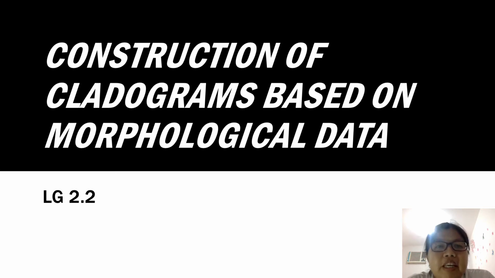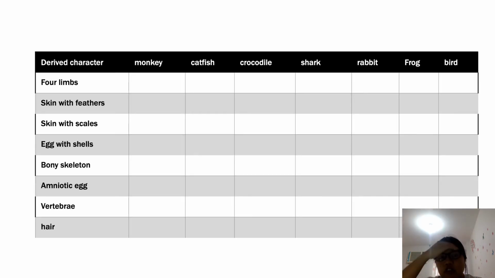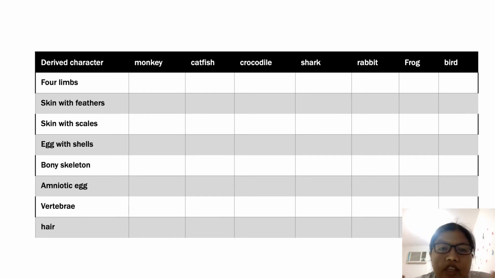Next topic is about construction of a cladogram based on morphological data. So it's very easy. I think you have done this in your IS, but we will just review. Okay? So in your learning guide, we have this. Okay? I probably won't have you answer that. So we have this table. So you were asked to identify different characters of these organisms.